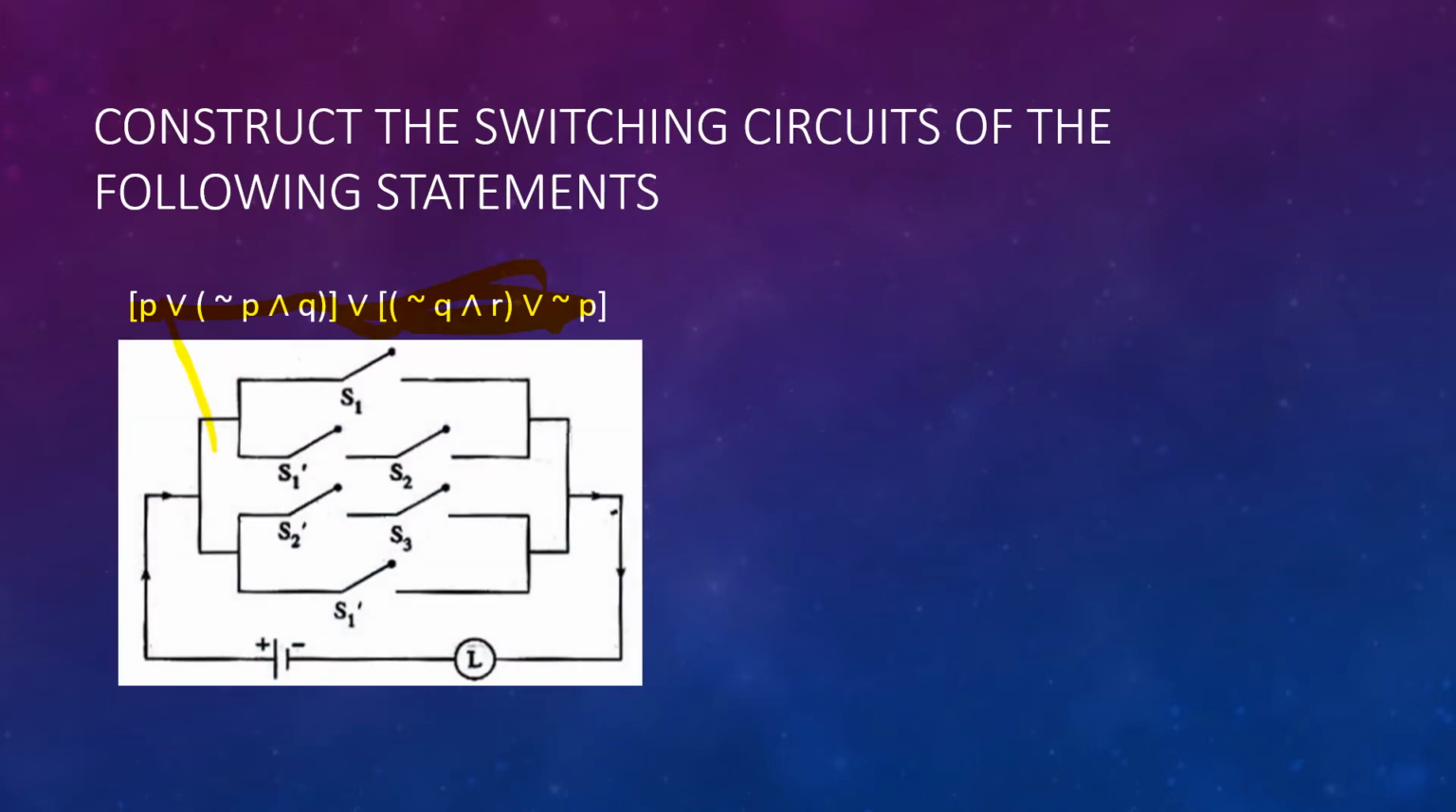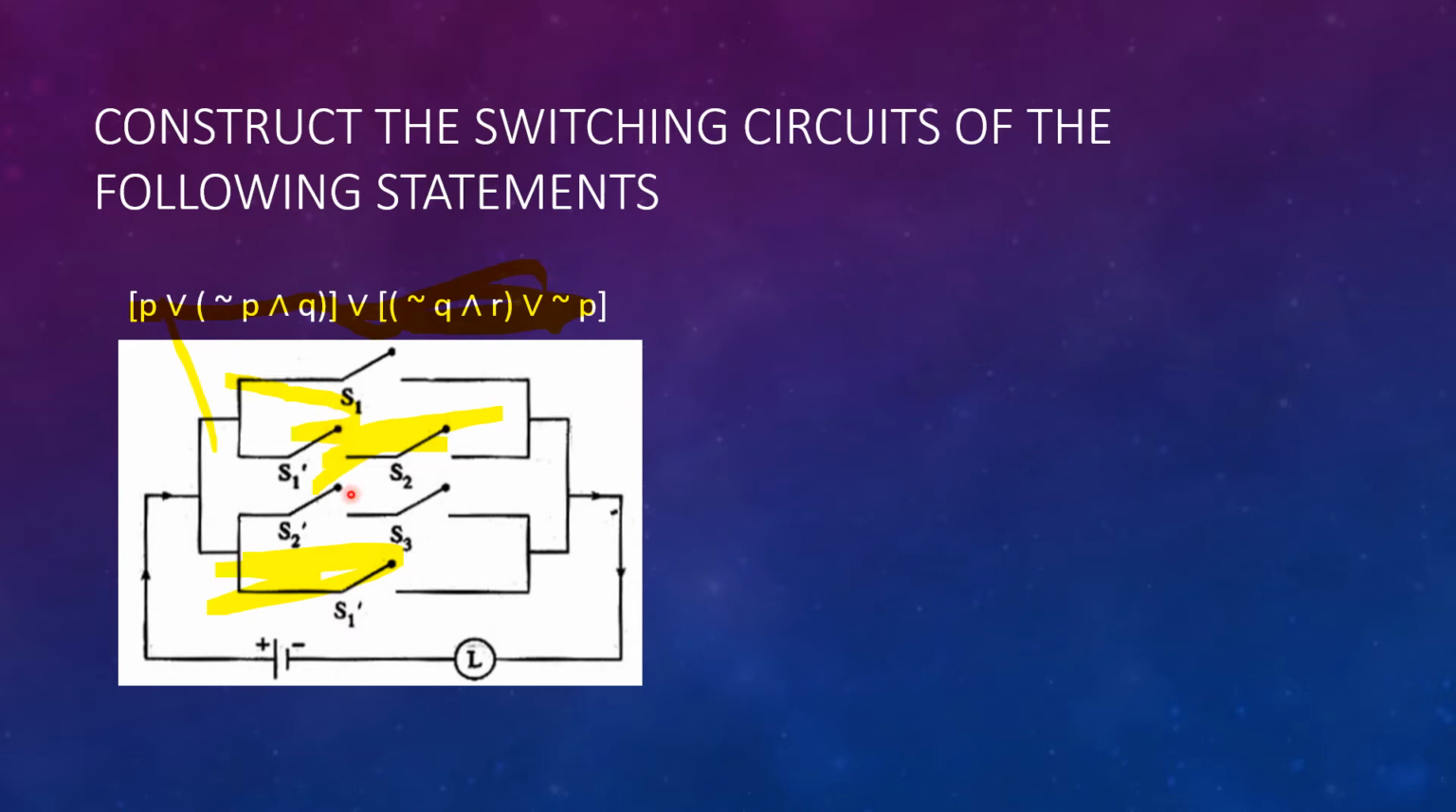You see, this is my first bracket. Then I have OR, my second bracket. So let us talk about the first bracket. What is the first bracket saying? The first bracket says that again there is an OR combination. Can you see? P or negation P and Q. So negation P and Q must be in series. Negation P means S1 dash, Q means S2. So S1 dash and S2 are in series, and S1 is parallel with them.